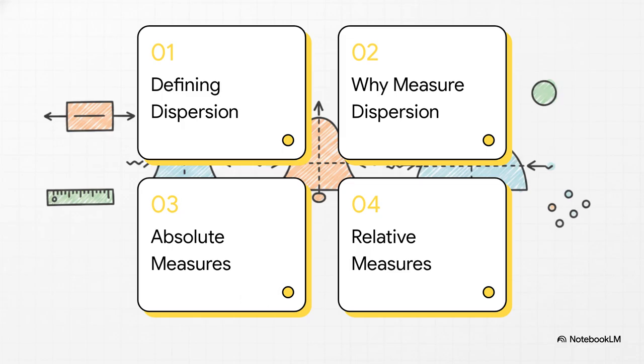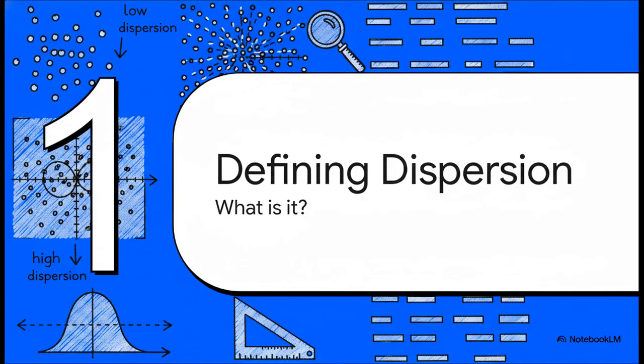Here's our roadmap for this explainer. First, we'll be defining statistical dispersion. Second, we'll look at the significance of dispersion. Third, absolute measures explained. And finally, relative measures explained. All right, moving right along to part 1, defining statistical dispersion. Let's see how this builds our foundation.